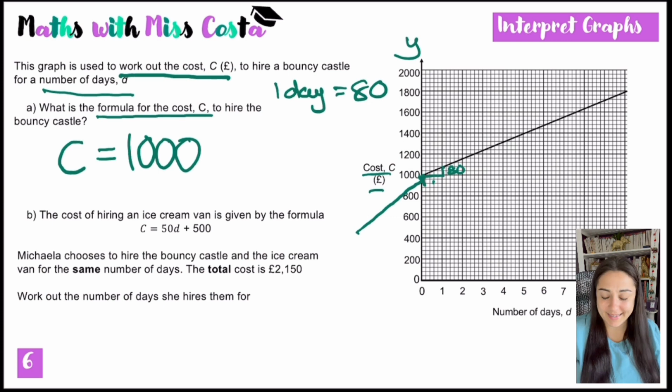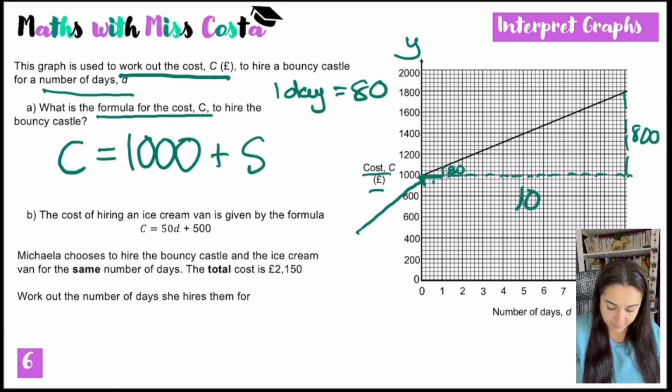Or if you don't like fiddly things and you just want to do a really large gradient, you could do the cost for all 10 days. So you know that for all 10 days, the cost increases by 800. So you could do 800 divided by 10, which once again gives you 80. So you know the cost per day is 80. So we'd say the cost for the bouncy castle is 1,000 plus 80 times by the number of days.